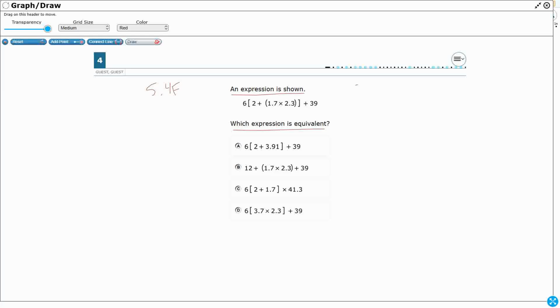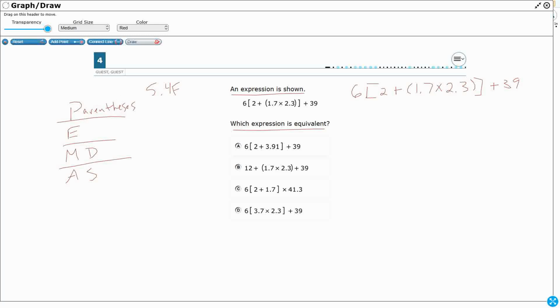But if I were to do this, right, 6 bracket 2 plus parentheses 1.7 times 2.3 plus 39. I need to remember my PEMDAS. Please excuse my dear Aunt Sally, putting the multiplication and division together because they can be either one. I don't have any exponents, but I do have two sets of parentheses.